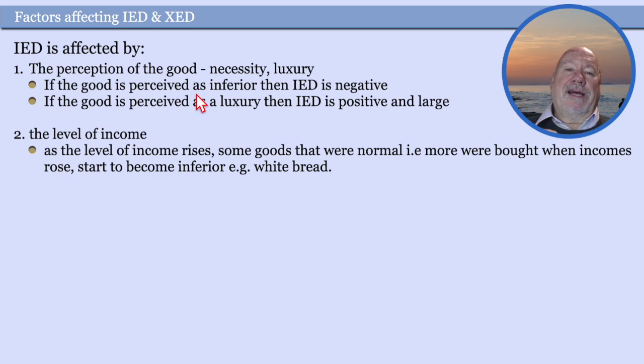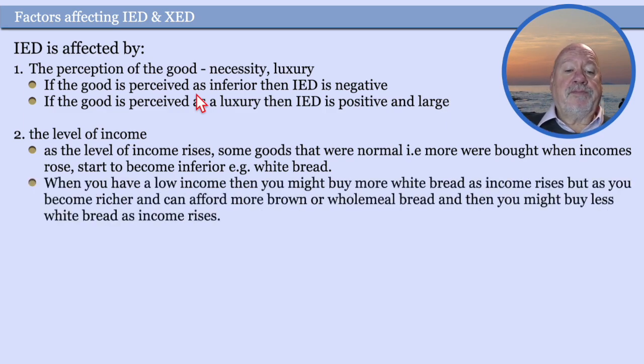And so the IED for individual consumers is going to be very different, and so be careful about talking about the IED over the whole market, because it will be affected by the level of income that consumers have. So there we go. When you've got a low income, you might buy more white bread, but as you become richer, you might get brown, wholemeal, maybe, as I say, rice or something like that.